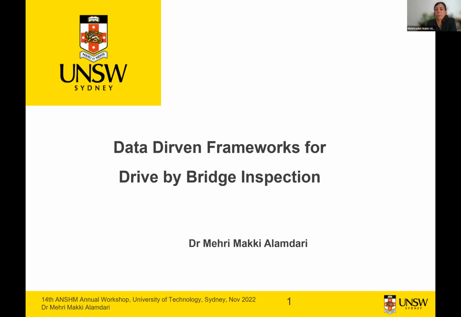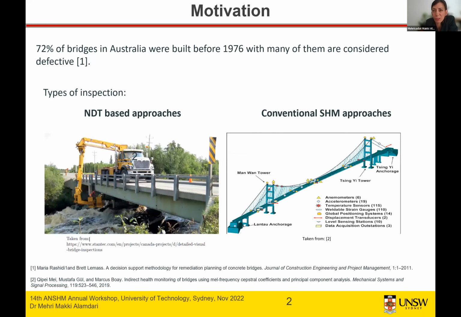So as probably everybody in the lecture room knows, we are facing a great challenge related to the deteriorated road infrastructure, in particular bridges. According to the literature, 72% of bridges in Australia were constructed before 1976, and basically they are considered already defective. Another challenge is that the budget of the road authorities is limited.